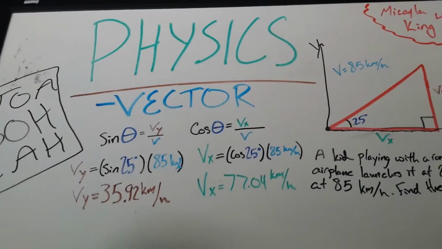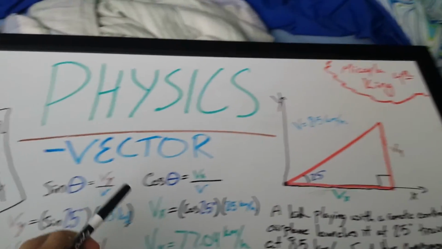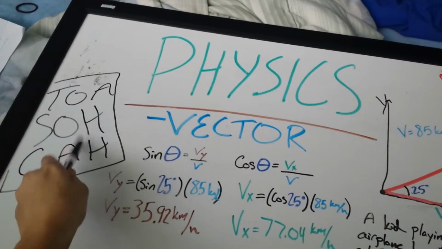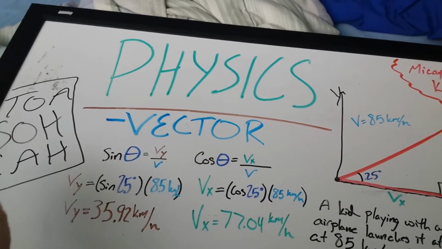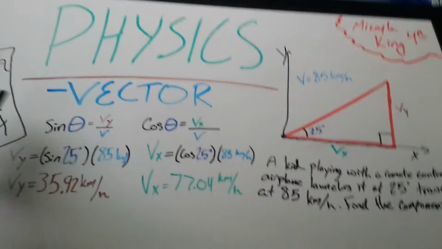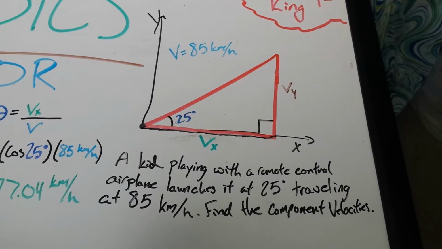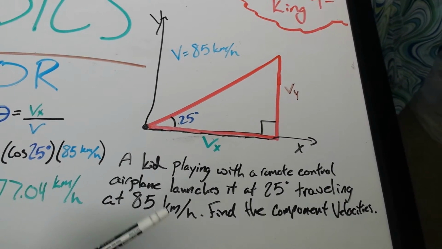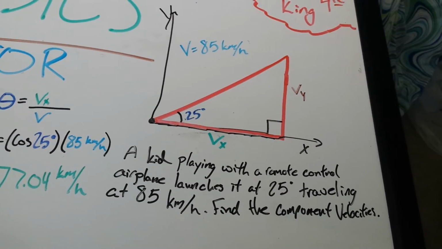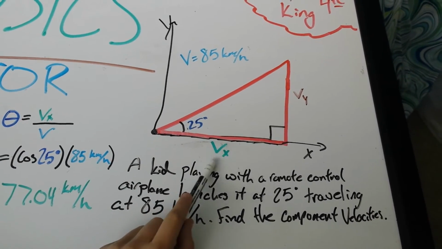Okay, so my fourth topic is vectors, and we'll be using SOHCAHTOA in these examples, but for my example, we're not going to use tangent at all. Okay, so a kid is playing with a remote control airplane, and it launches at 25 degrees, traveling at 85 kilometers per hour, and you're going to try to find the component velocities, which is right here and here.